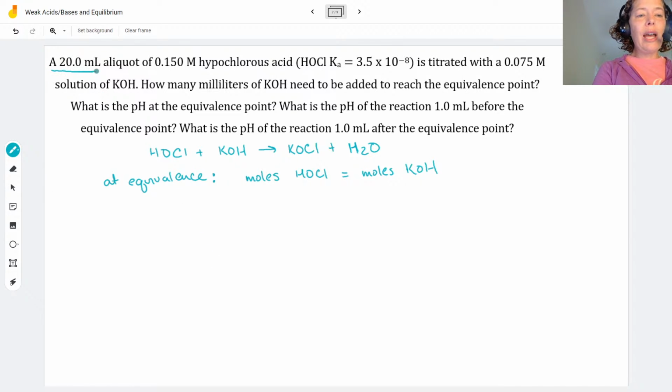So I know I have a 20 milliliter aliquot. That's just a 20 milliliter sample. I do know the concentration of my acid. I also know the concentration of my base. Okay, so those are all really helpful at this point. So I can't get my moles of potassium hydroxide, but I can get my moles of weak acid because I have a volume, I have a concentration, I can get that moles.